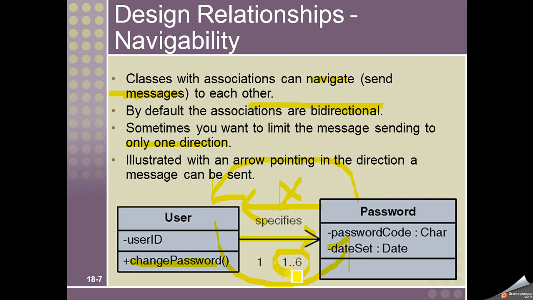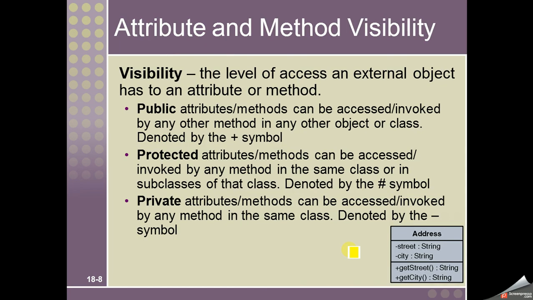up to 6 previous passwords are passed. It means the user cannot pick any password from the last 6 passwords, so it will pass on 6 passwords to this class, but the password class cannot call the user class. It makes sense, as we should not say to which user this password belongs. So it doesn't make any sense. So by default, all the classes can pass messages between each other, but sometimes we just want to limit message passing in one direction, so we can specify it with these arrows.